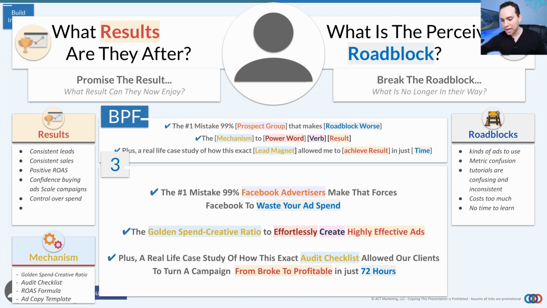So jumping down here, the last one we have is plus a real life case study of how this exact, fill in the blank with whatever it is that you're offering, allowed our clients, or allowed us, or has allowed other Facebook advertisers to turn a campaign from broke to profitable in just 72 hours. Now, if you used a time in your headline, you're probably not going to want to say in 72 hours in your bullet point as well. So you do want to make sure there's some congruency between your headlines and your bullet points, and you're not using the same sales copy tactics over and over again on the same page.